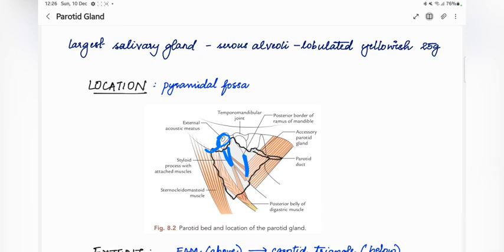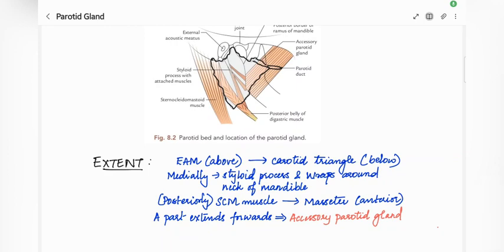Now the parotid gland is very soft and it is not easily palpable, but the parotid bed can be identified by the bony boundaries. The extent of the parotid gland is as follows. It extends from the external acoustic meatus superiorly to the upper part of the carotid triangle below. Then medially it extends to the styloid process and it wraps around the neck of the mandible, and anteriorly it extends over the masseter for quite some distance. Posteriorly it overlaps the sternocleidomastoid, as you can see here.